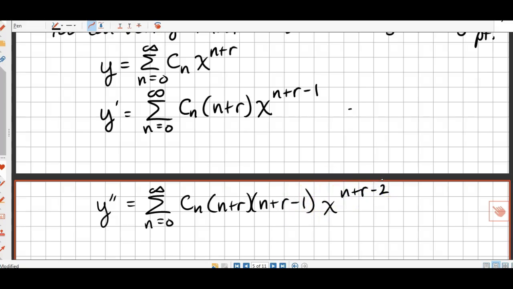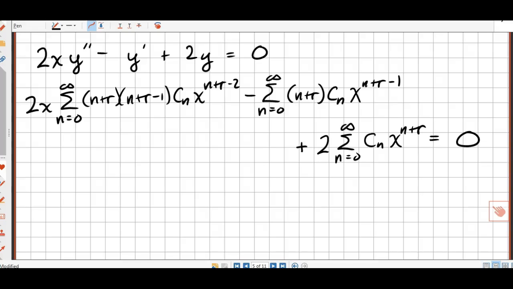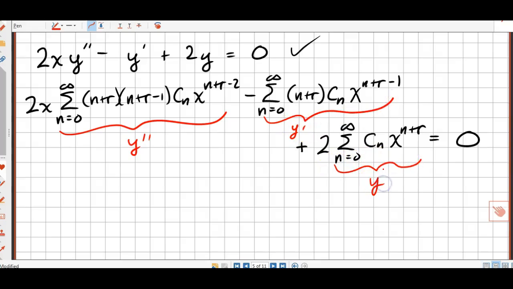All right, so these are the assumptions we're making, and we're just going to plug those three values into the differential equation. I've rewritten the differential equation, and now I'm making my substitutions for y prime and y double prime. Here's the value of y double prime, here's the value of y prime, and here's what y is. So all I've done is substitute into my differential equation y double prime, y prime, and y.